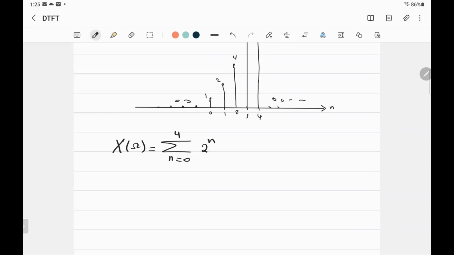If you don't have the function given like that, you can just write it down as a series: 2 to the power of n, e to the minus j omega n. Now that's what I'm talking about. Once you do that, if you don't have a useful formula or expression that can get the summation, you'll be stuck.